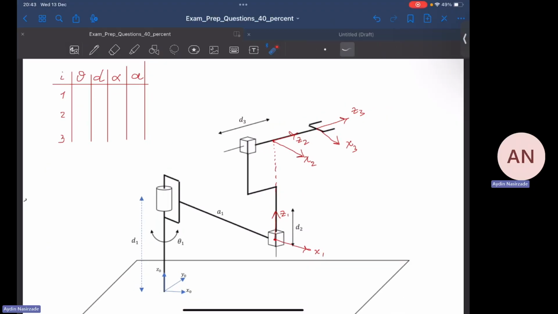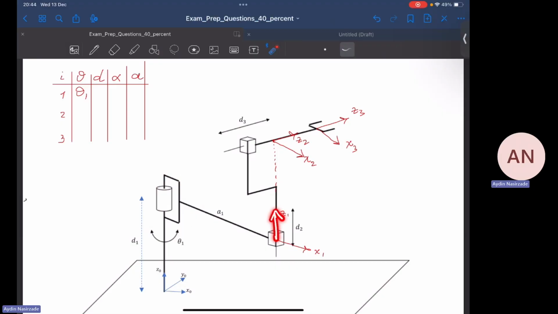The question for theta 1 is around Z0. How much I have to rotate the X0 axis so that it can align with X1 axis. So we have a revolute joint. Automatically, we have to write down theta 1, the joint variable, theta 1. Then the next question, theta 2.